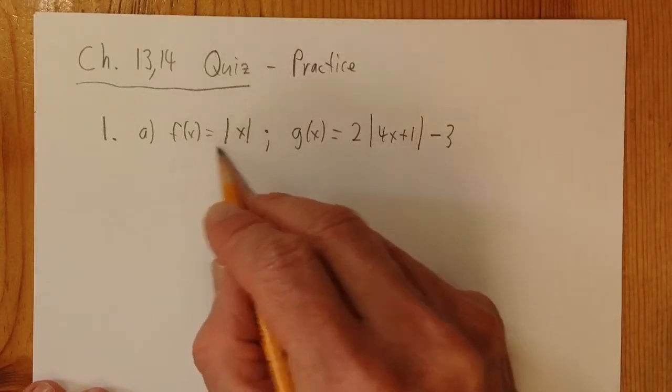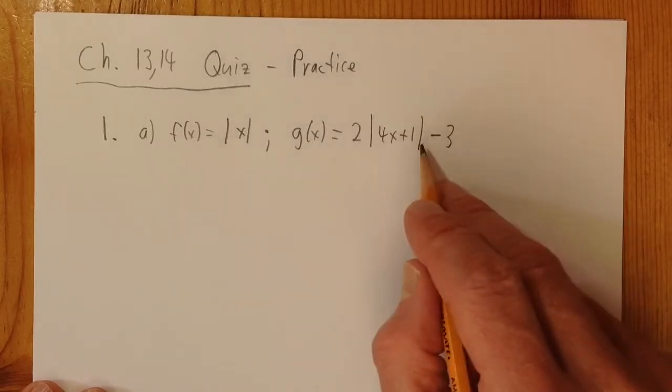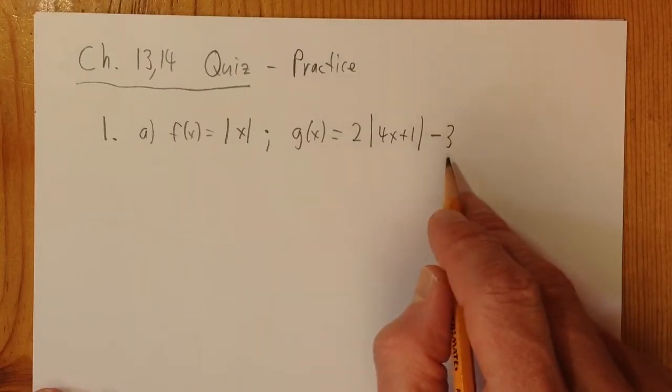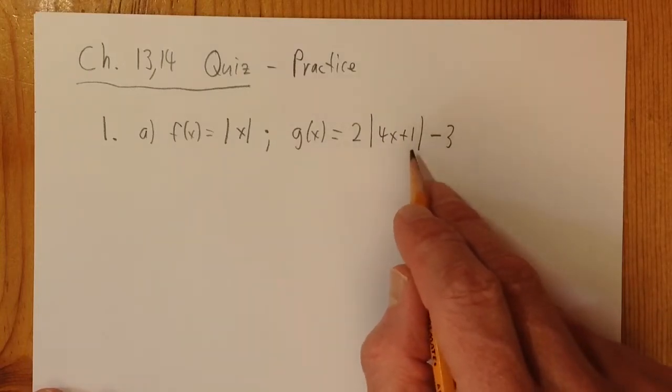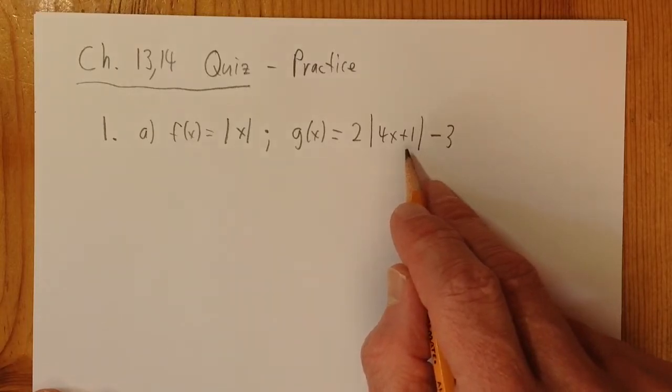Okay, so first one, you start off with the absolute value of x, and now we're going to graph it, starting with this. What does this look like? So we do all this crazy stuff to the absolute value of x, and what would this graph look like? In other words, how would different points on this graph shift?